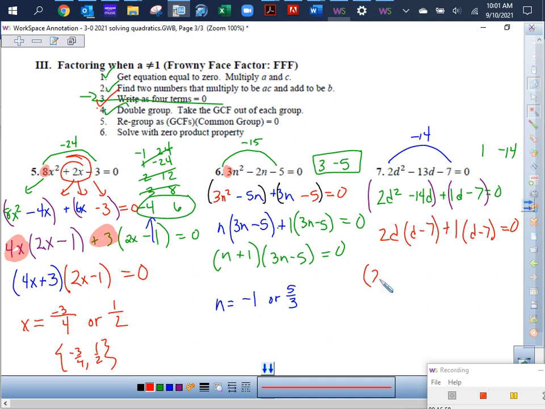Regroup. GCFs become a group of their own. Common group comes down for the ride. Equals 0. D equals the opposite of this guy over that guy, or 7.